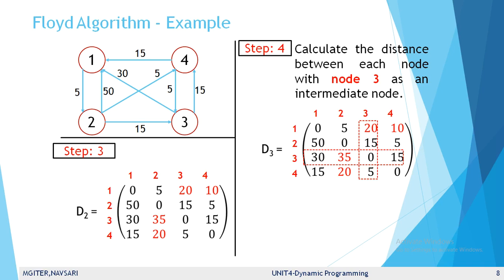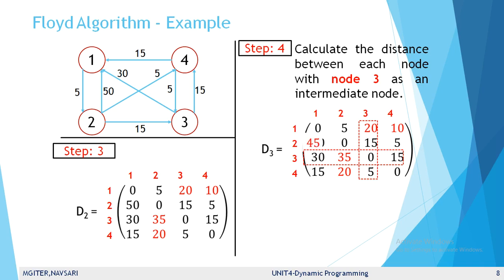No need to change. Now for node 2. For node 2, 2 to 1 is 50. Now we check for intermediate vertex 3. 2 to 3 is 15 plus 3 to 1. 3 to 1 is 30. 15 plus 30 is 45. Here the edge is given 50. Here we get the shortest distance 45 via intermediate vertex 3.